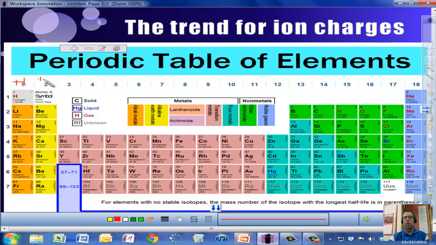Group number 2 again has 2 valence electrons. The shortest route for it is going to be to lose those 2 valence electrons and get a +2 charge. That +2 charge just means that we have 2 more protons than we do electrons.